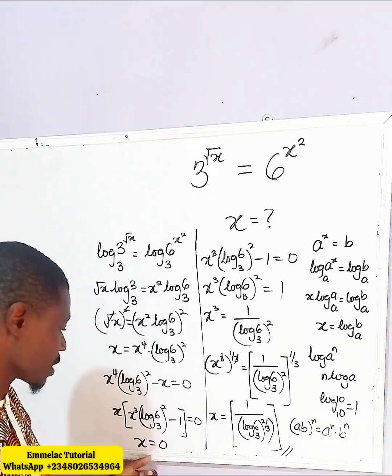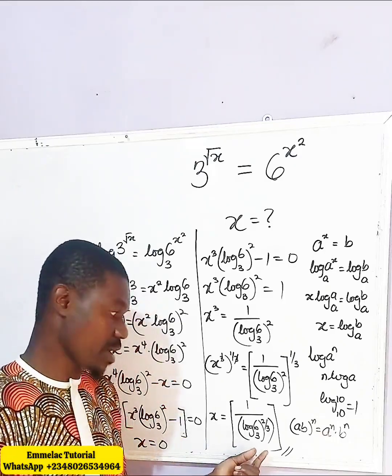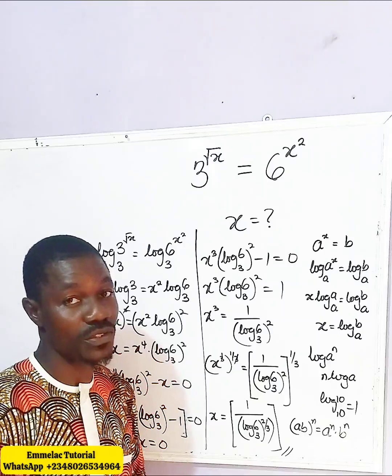So we have two solutions: x equals 0, and x equals the whole of this. Actually, I've done my calculation and it satisfies the equation.